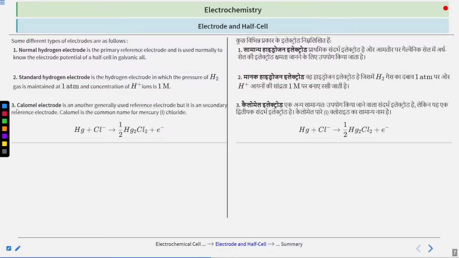Last one is the calomel electrode, which is basically also a reference electrode. So it is a mercurous chloride electrode. For that, what is the reaction? We have Hg reacting with Cl minus, so we get half Hg2Cl2 and release of one electron. So these are the three types of special electrodes which you will encounter to and fro.